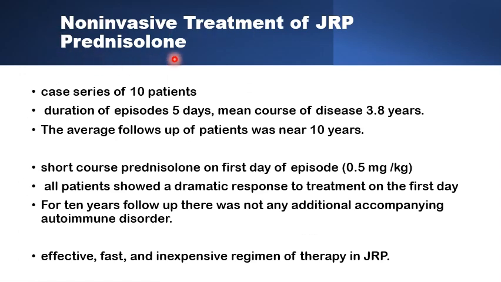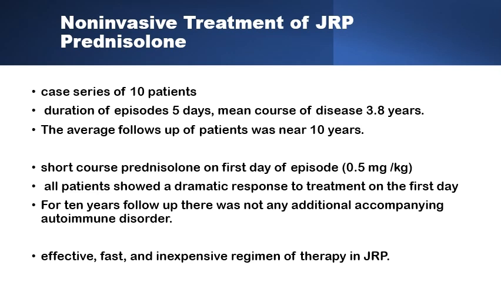The other medication of confirmed efficacy in the non-invasive medical treatment of juvenile recurrent parotitis is systemic steroids, particularly prednisolone. Long-term reports of over 10 years follow-up showed that a single dose of prednisolone taken on the first day of the episode at a dose of 0.5 milligrams per kilogram body weight would cause a dramatic response in terms of pain control and control of the severity of the symptoms and the rate of recurrence. Over a 10-year period of follow-up, it was shown to be an effective, fast, and inexpensive medical treatment for juvenile recurrent parotitis.